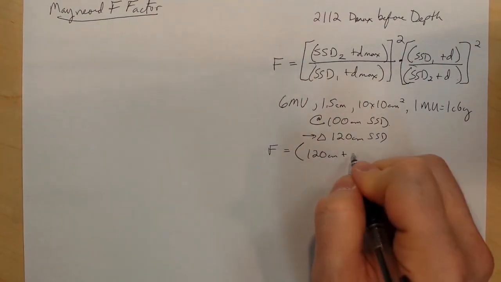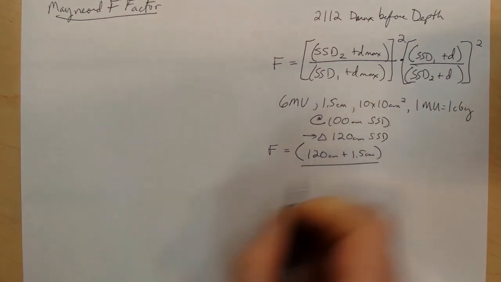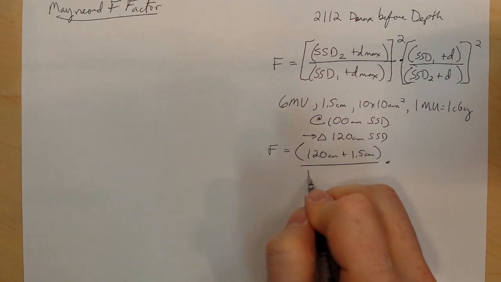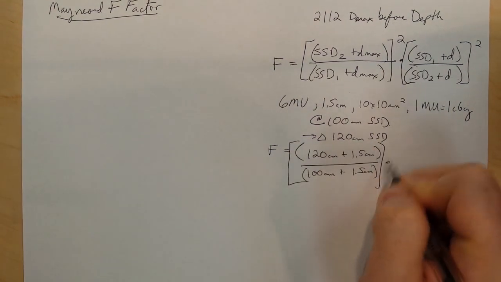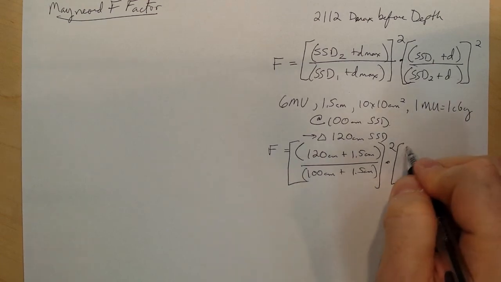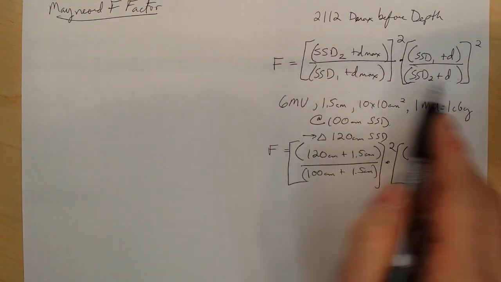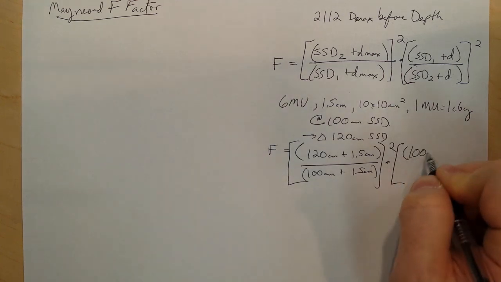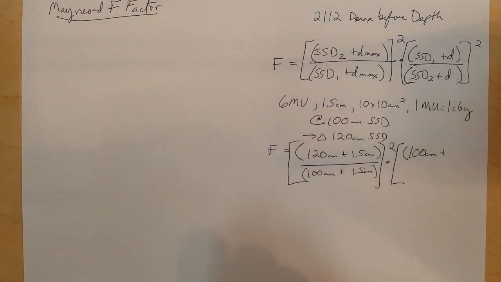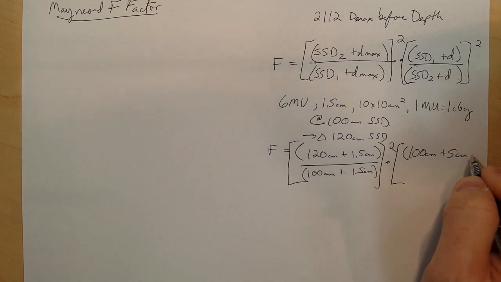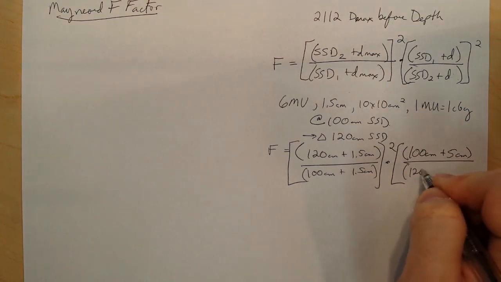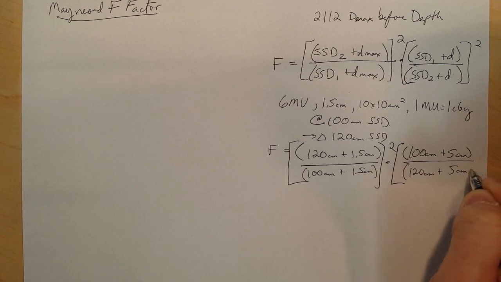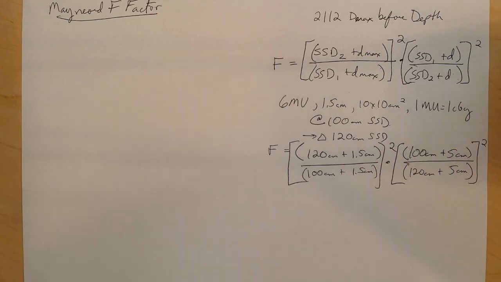D max for 6X is going to be 1.5 centimeters. SSD1 is 100 centimeters plus D max. This whole quantity is squared. The second quantity, 2112 D max before depth, is SSD1, 100 centimeters plus depth. The depth that we want to treat to is 5 centimeters, and that's just the prescription from the physician, I'm making that up on the fly. SSD2 is 120 centimeters plus 5 centimeters. And this whole quantity is squared.